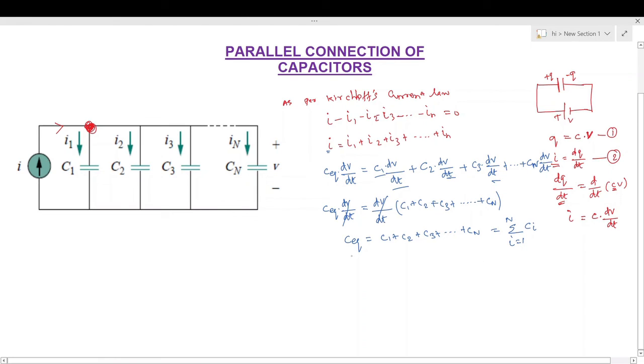This means the equivalent capacitance of a parallel combination circuit will be the summation of the individual capacitance values, and the equivalent capacitance will be higher than the highest capacitance connected in the circuit. So if you look at this equation, this is the same as the resistors in series connection.